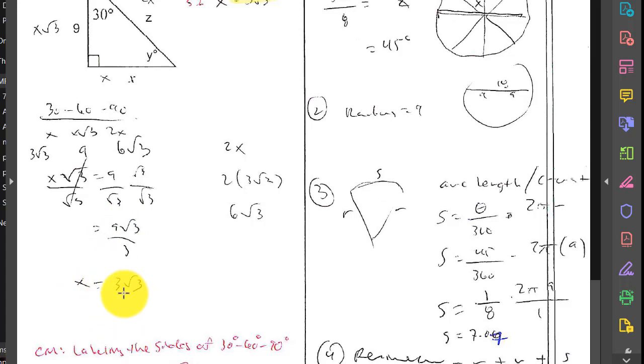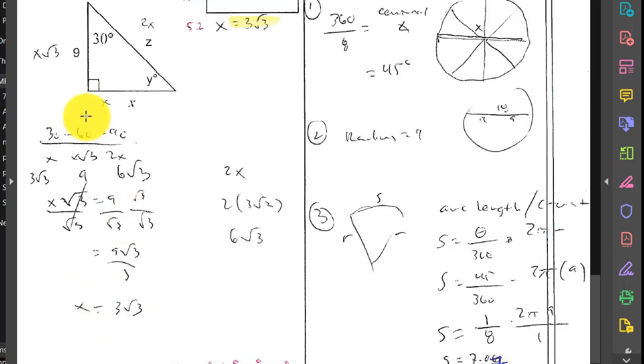How do I use that? Well, I know that this length across the 60 is 9, and I know that solving for x gives me 3 radical 3, so I can just take x equals 3 radical 3 and multiply it by 2. So 2 times 3 radical 3 would give you 6 radical 3 across the 90 degrees. So there are my answers: 3 radical 3, 9, and 6 radical 3.